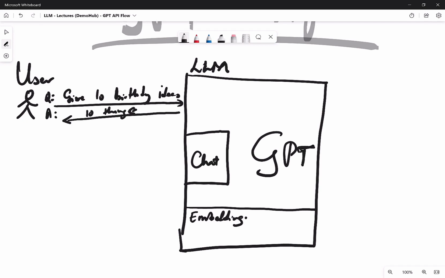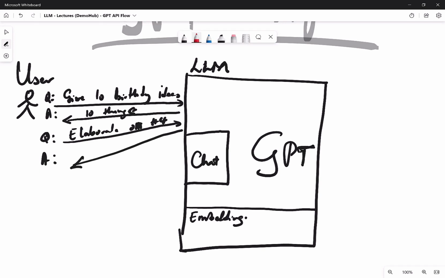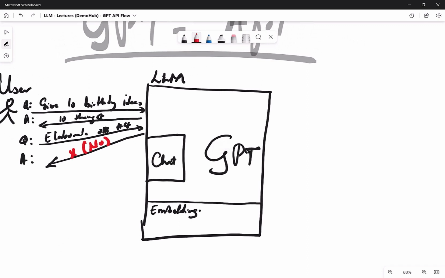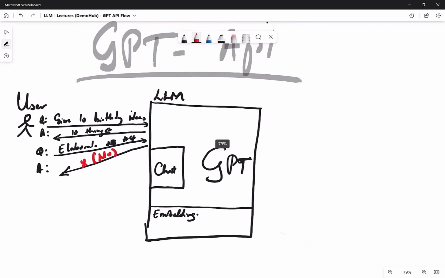Very powerful. Now, here is where it runs into a challenge. If you wanted to follow up, say, elaborate on number 4, because you should remember what number 4 was, to elaborate on it. If that's your question, elaborate on number 4, there will be a problem from that API because it doesn't remember. There's no retention. This is where going directly to the GPT API as opposed to the chat API becomes challenging.